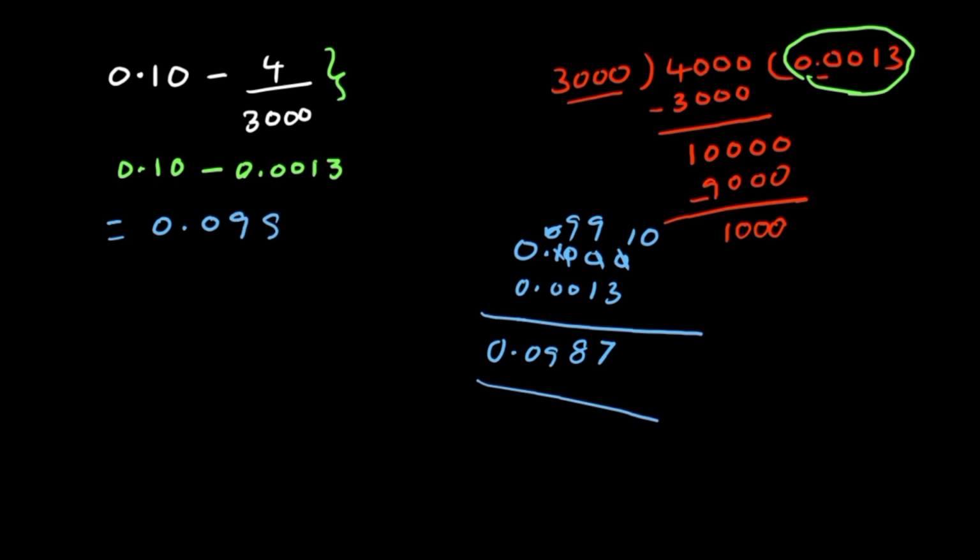0.0987. If you want to write this approximately, how many decimals are there? 1, 2, 3, 4 decimals. If you want to take it to 3 decimal places, you can focus on the fourth decimal, that is 7, which is more than 5. So then you can add 1 to this number and you will get 9. 0.099 is the approximate value for this. Okay, it is an approximate value. So this is the final answer.